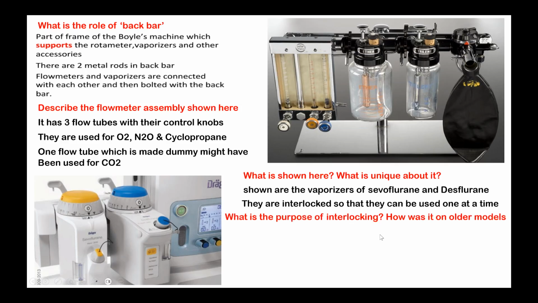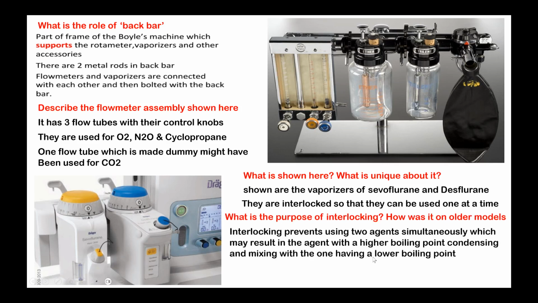What is the purpose of interlocking? How was it done in older models? The purpose of interlocking is to use one agent at one time. Okay? It prevents using two agents simultaneously, which may result in the agent with a higher boiling point condensing and mixing with the one having a lower boiling point.